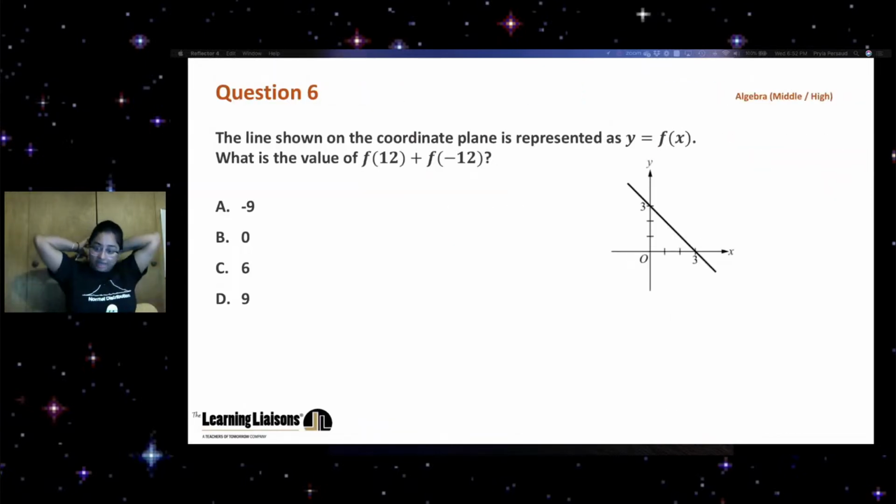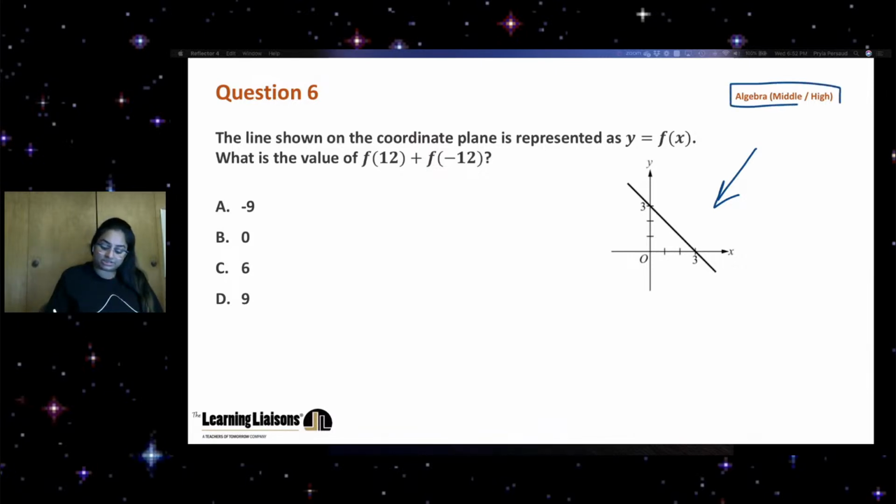All right, number 6. Number 6 gives us this lovely graph, and then it tells us some information. And this is an algebra problem, and it's considered an algebra problem because of the coordinate plane. So the line shown on the coordinate plane is represented as y equals f of x, which is just telling us that it's a linear function. And it says, what is the value of f of 12 plus f of negative 12?